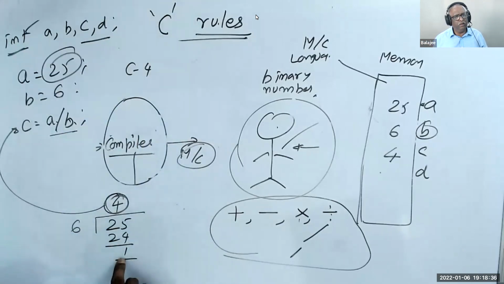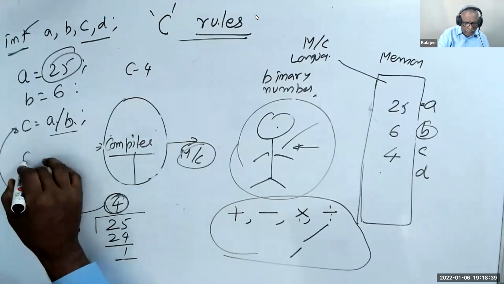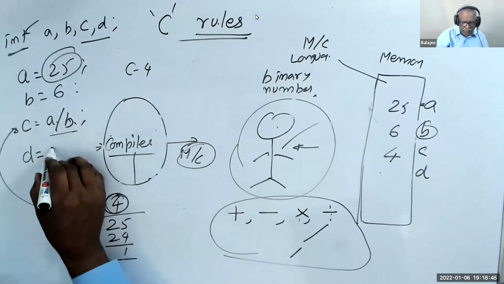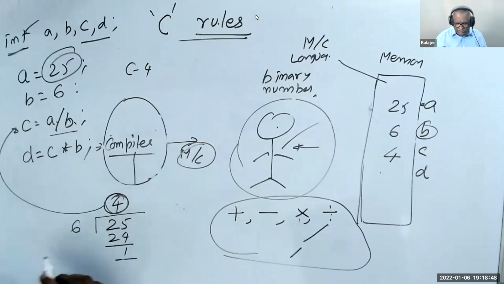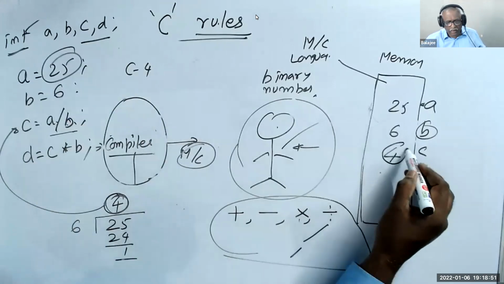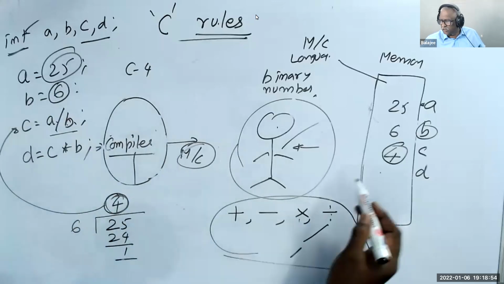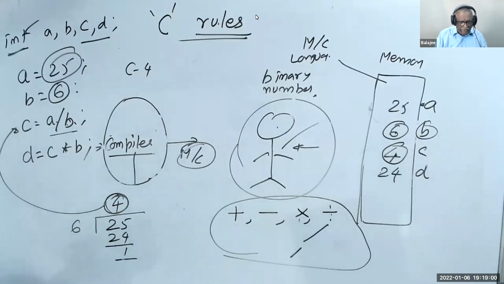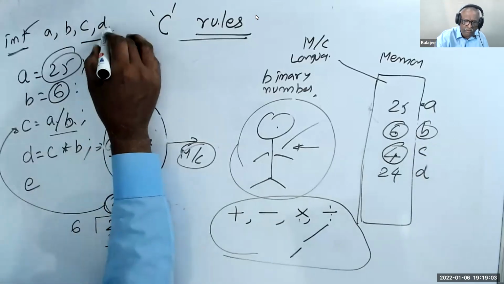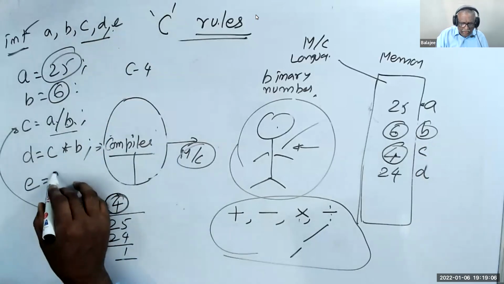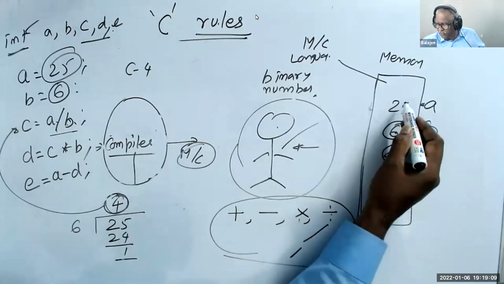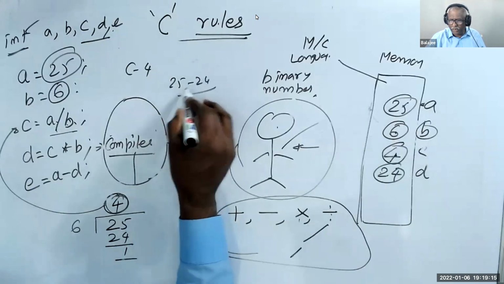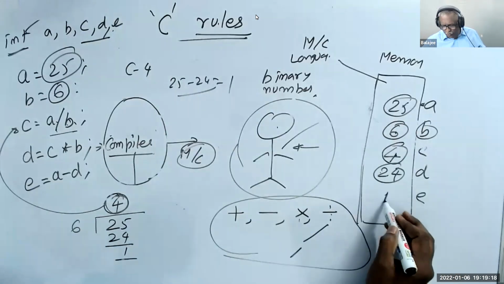Now the trick here is D is equal to C multiplied by B. How much do you get? What is C? C is now 4. And B is how much? 6. 6 into 4 is 24. So D becomes 24. Now I say E equal to A minus D. What is A? 25. What is D? 24. So 25 minus 24 equals 1. So E becomes 1. That is the remainder.